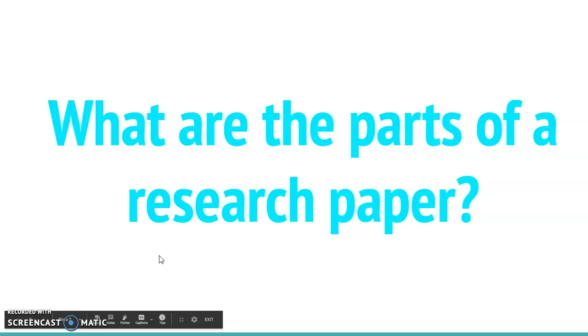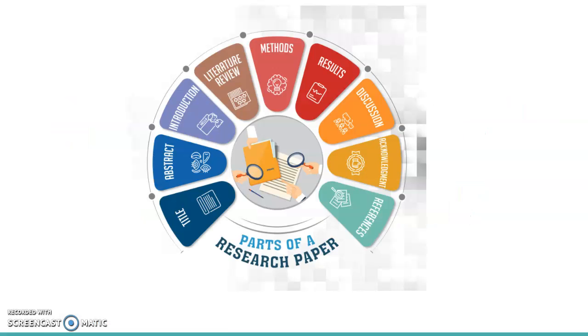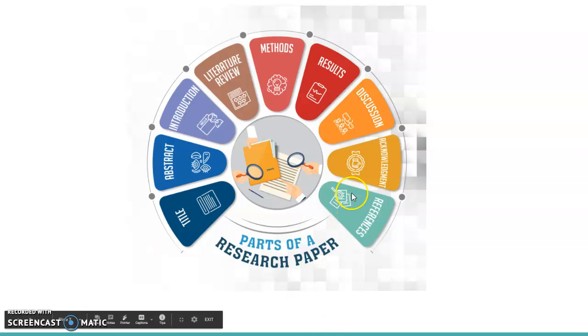Firstly, we will examine what are the parts of a research paper. Generally, a research paper has between 8 to 10 components. All research papers begin with a title, followed by an abstract. Then the introduction is presented, followed by literature review. Methodology is included at this stage, followed by results, and then a discussion on the results presented. Acknowledgements can be included, and at the end of the research paper, the references is placed.